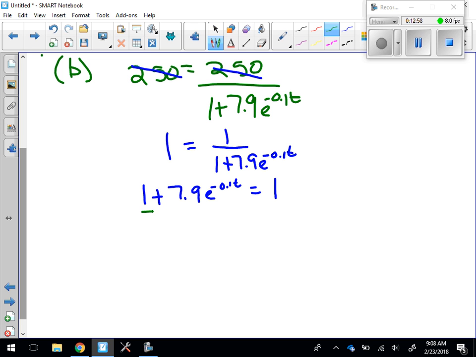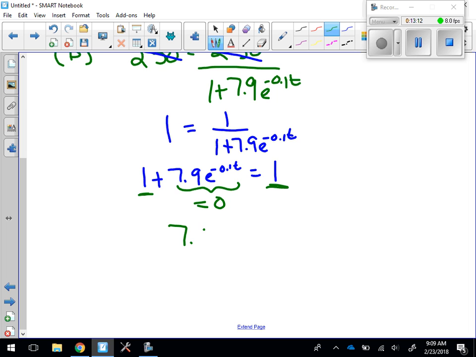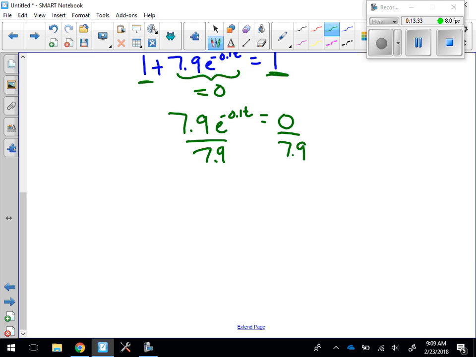So the problem is I have 1 over here and 1 over here, which is great because the last time I checked, those are equal to each other. Which means that this thing has to be equal to 0. So, of course, I can divide both sides by 7.9, because 7.9 will never in a million years be equal to 0. That leaves me with e to the negative 0.1 t is equal to 0.